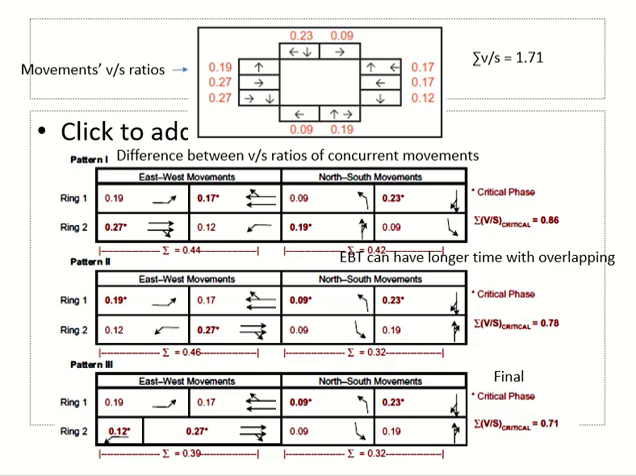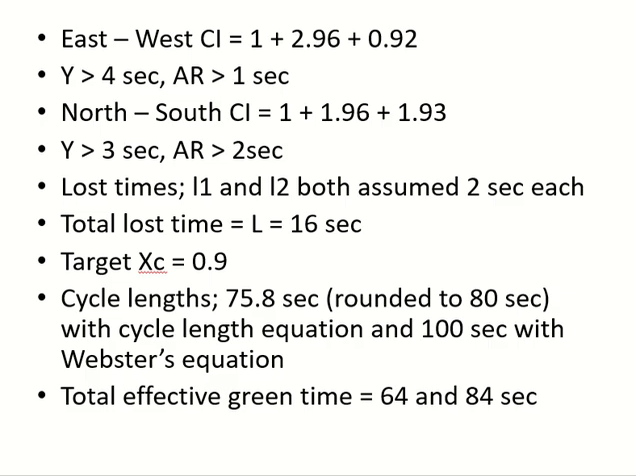Okay, so L1, L2, both 2 seconds, total 4 for each phase. Discounting the overlapping phases, we have 4 phases. So 4 into 4, total lost time 16 seconds. Okay, then what is XC?